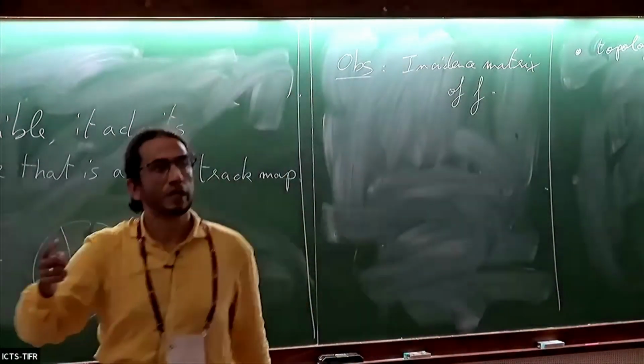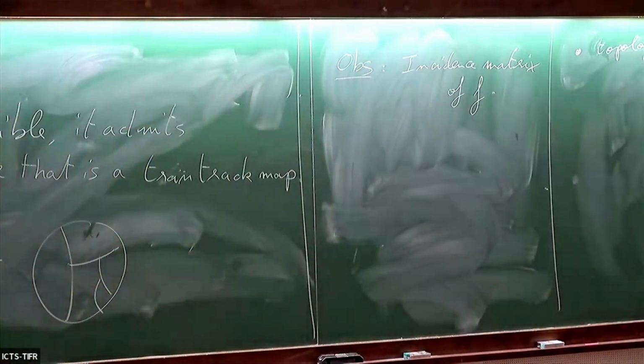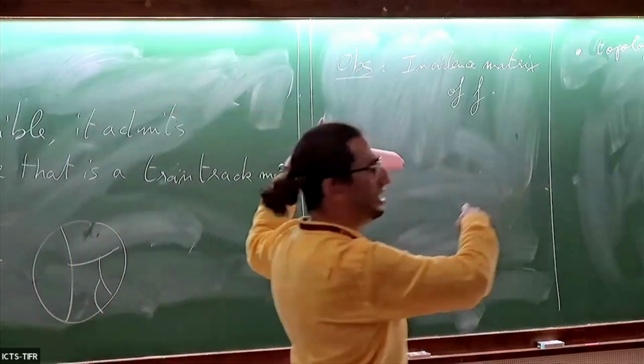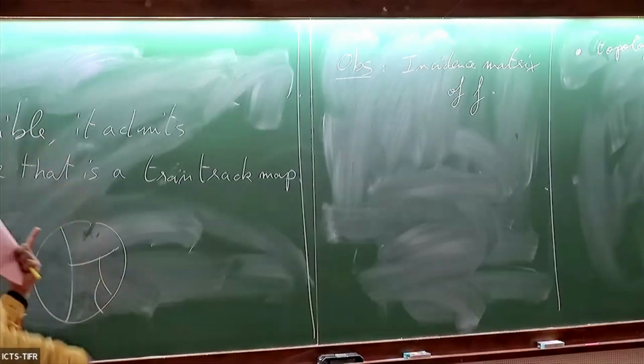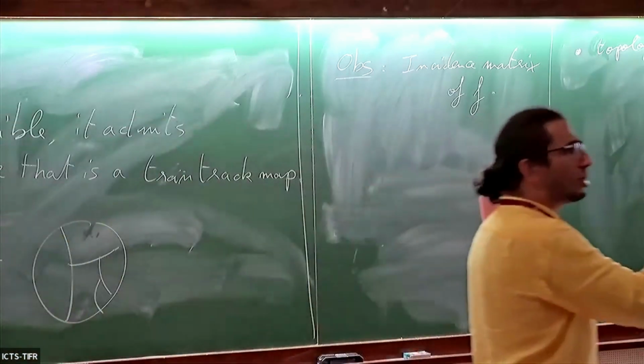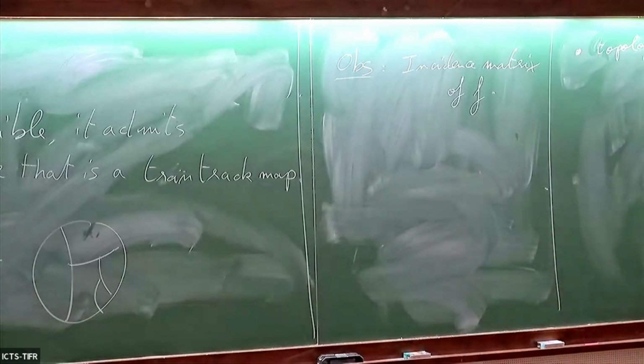What is it? It's a matrix, so rows and columns are labeled by the edges. And at the coordinates E prime, I just write the number of times the image of E goes through E prime or E prime inverse. So I'm sorry, I was not clear enough.